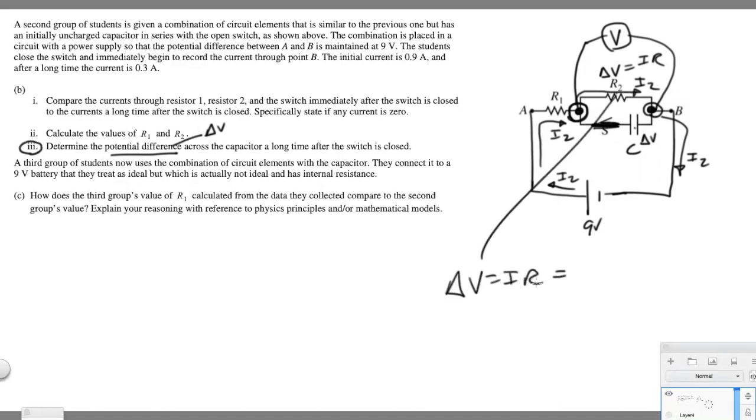The current, when the switch has been closed for a long time, we called that I2. That's going to be 0.3 amps. And we now know what R2 is. That was 20 ohms. So that gives us what? 6 volts. There's 6 volts.